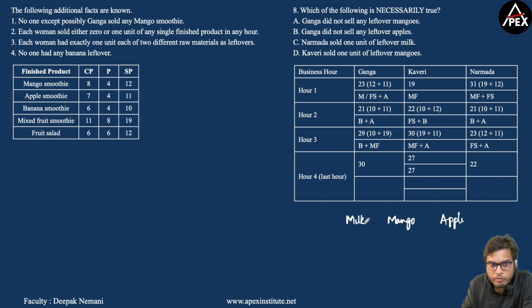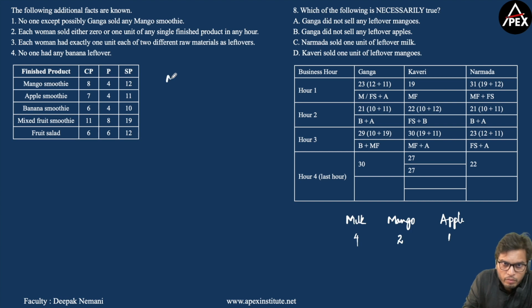And the selling price of milk will be rupees 4 because it is mentioned that all the raw materials were sold for a loss of 1 rupee. Mango would be 2, and for apple the selling price would be 1 rupee, right? Now we have 3 women. They can sell 1 unit of milk and 1 unit of mango, or 1 unit of milk and 1 unit of apple, or 1 unit of mango and 1 unit of apple. So these are the 3 combinations possible.